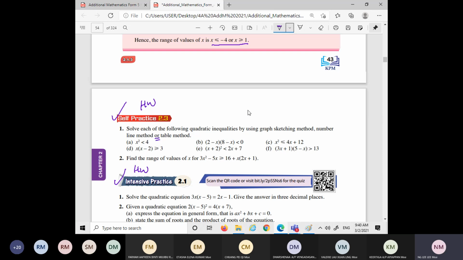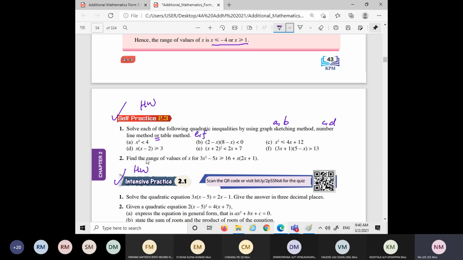For the graph sketching method, I want you to do A and B. Means for A and B, you use the graph sketching method only, one method. For the number line method, I want you to do questions C and D, and then the table method, I want you to do on questions E and F.